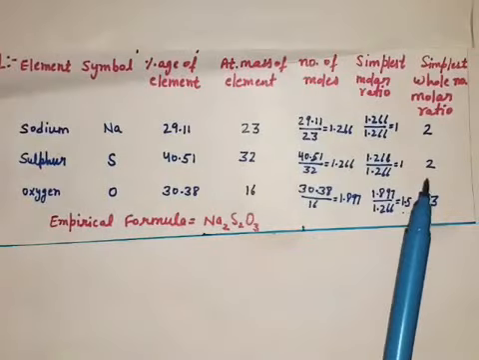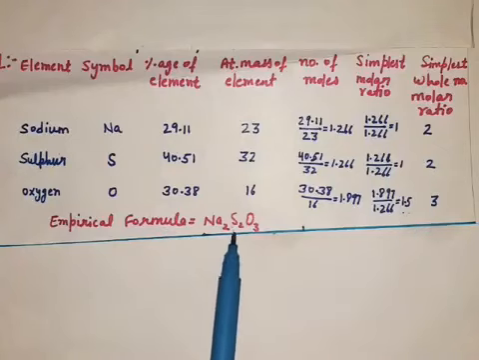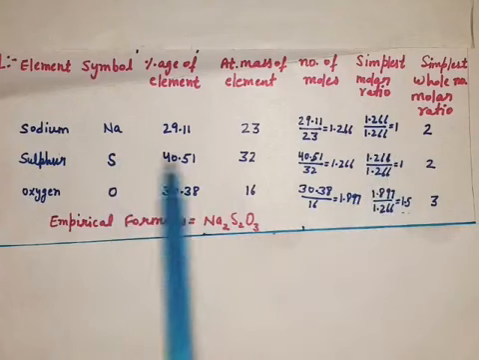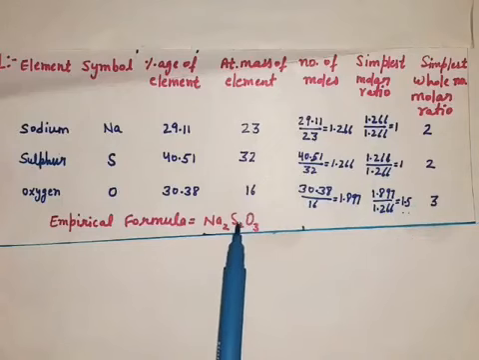So the simplest whole number ratio is 2:2:3. So the empirical formula is Na2S2O3, because sodium 2, sulfur 2, oxygen 3. So the empirical formula is Na2S2O3. This is how you can find out the empirical formula by the given percentage of an element.